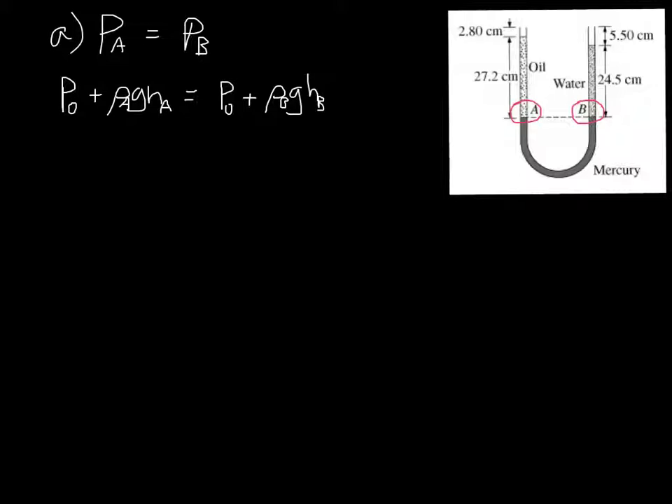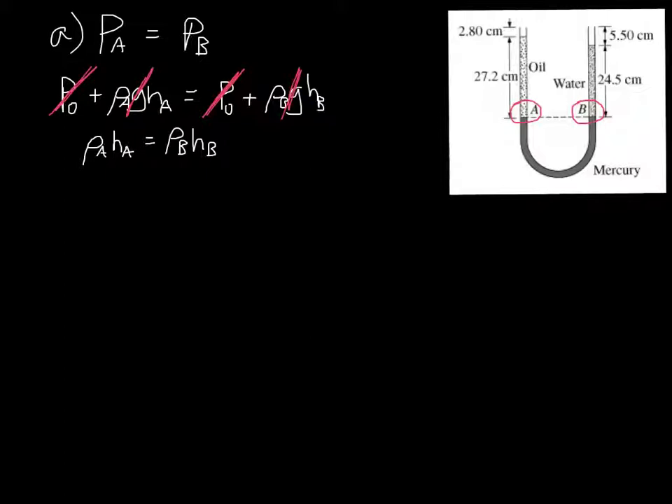Now you can see that with this equation, you can subtract the PO from both sides, the atmospheric pressure, or the pressure at the surface. So you're just left with rho A g hA equals rho B g hB. If you divide both sides by g, that will also cancel out, and you're left with simply rho A hA equals rho B hB. We know three of the things in this equation. We're trying to find the density of the oil, which is rho A, but we know the height on side A, we know the height on side B, and we know the density of the water on side B.